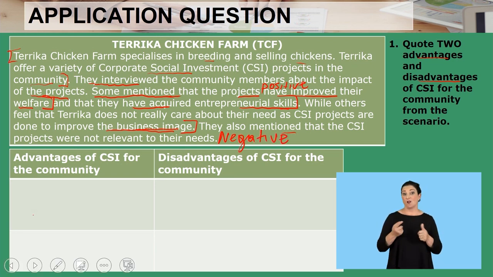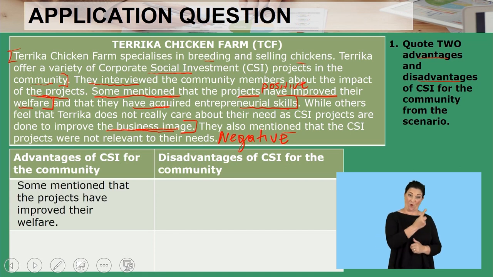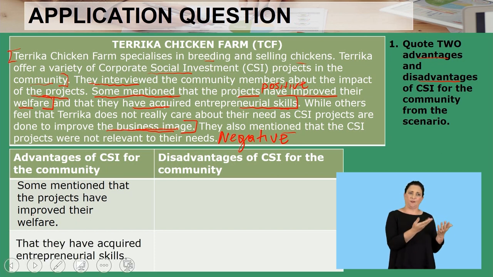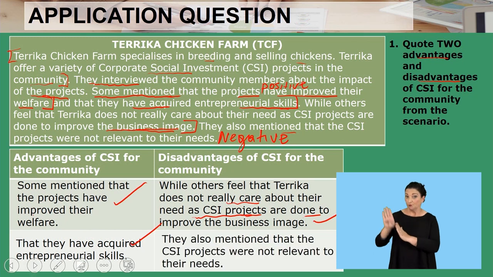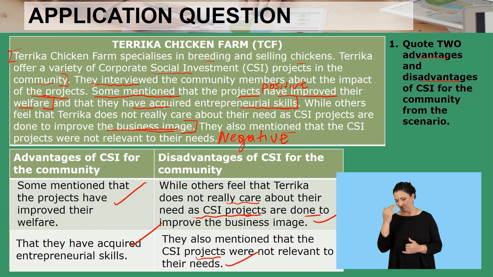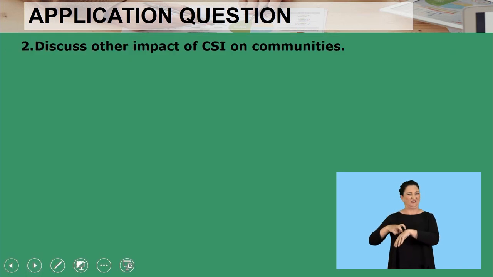So this is how the answers should be. One advantage is that some members mentioned that their projects have improved their welfare and that they have acquired entrepreneurial skills. That is correct. Then when you look into another one, while others feel that Terrika does not really care about their needs, as CSI projects are done to improve the image of the business, and then they also mentioned that the CSI projects were not relevant to their needs, and that's how you get your 4 marks there.